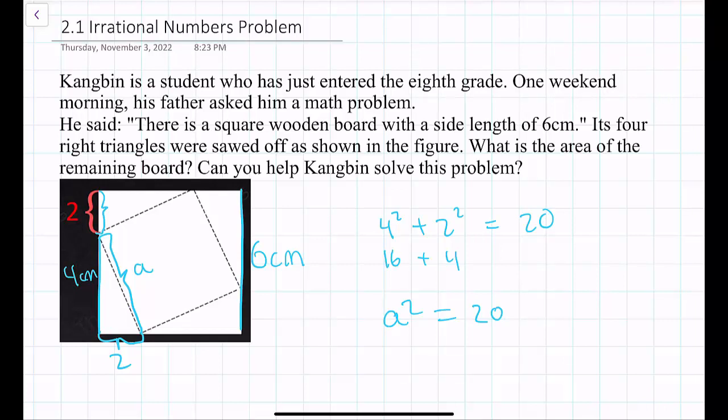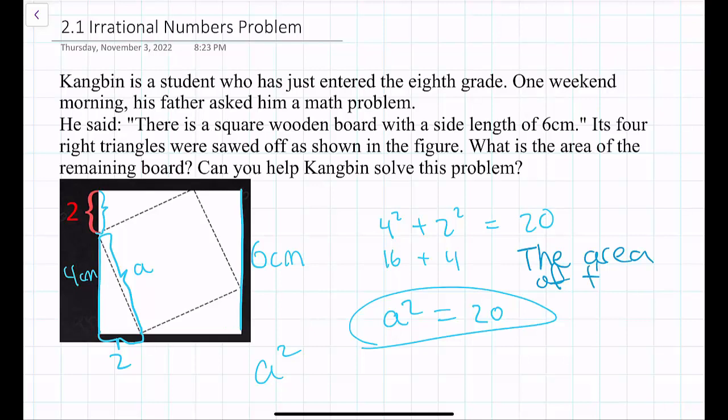And now we have the answer to this problem because the formula for finding the area of a square is its side length squared, in this case A squared. And we already know that A squared equals 20, which means that our final answer would be the area of the remaining board is 20 square centimeters. And so that is our answer.